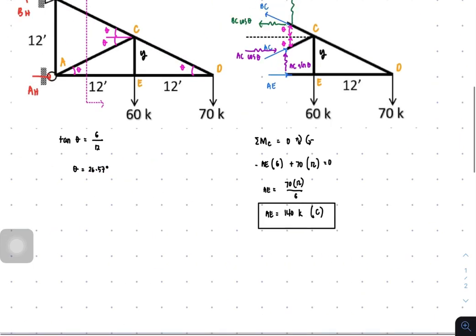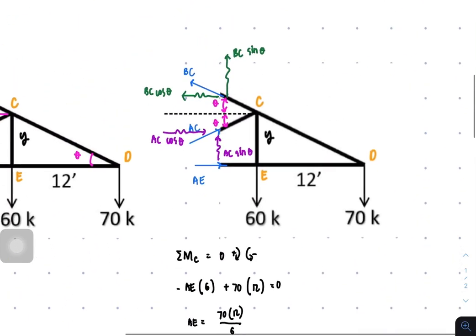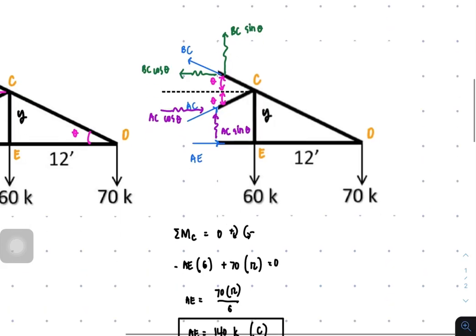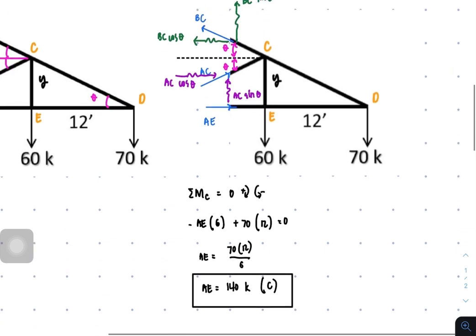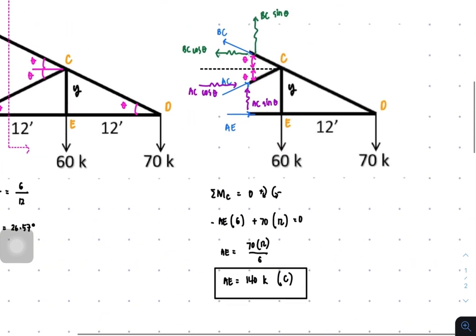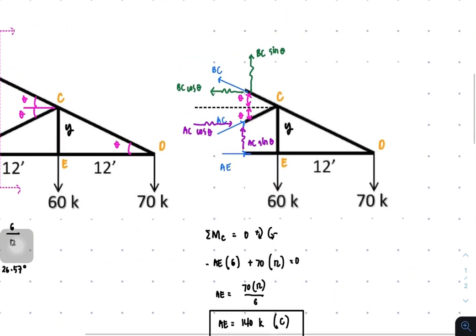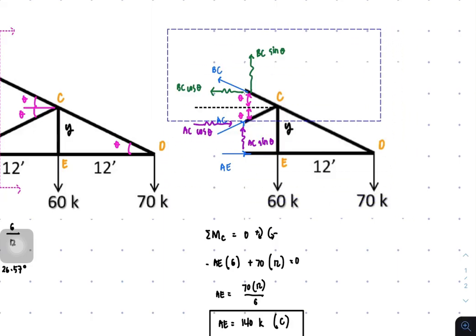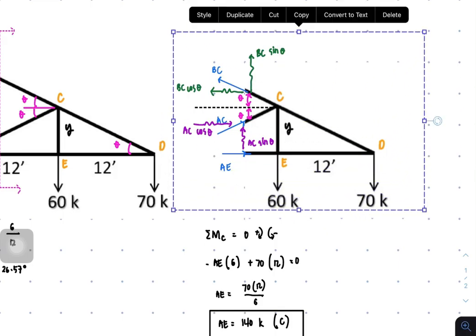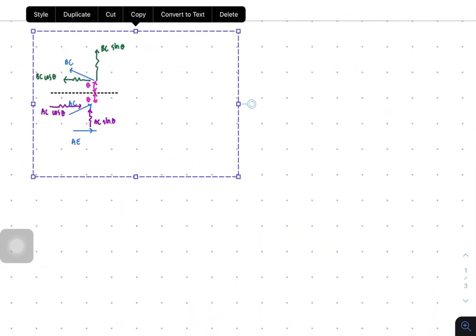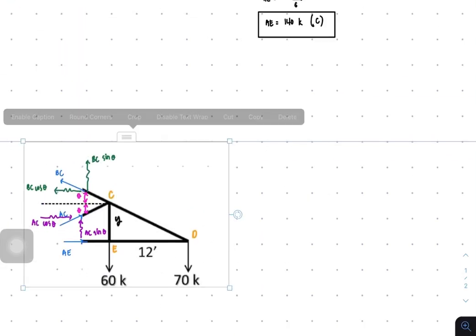Okay, we're through with AE. The thing is, we don't have the values of AC and BC yet, so it's now easy to solve for them. So solving for them, we need the other equations of statics. So let's just copy this one and paste the image.